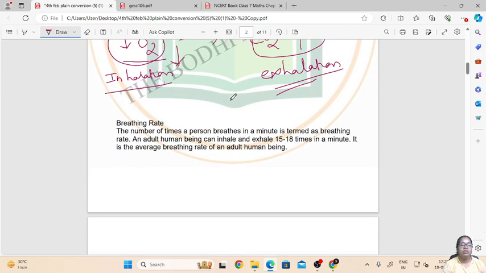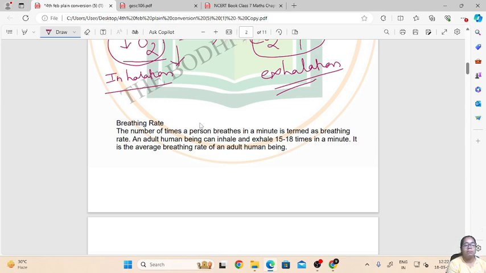So now let us know what is the rate of breathing. Now we know what breathing is. Breathing is inhaling oxygen and exhaling carbon dioxide. So how do we calculate how an individual breathes, the amount of air which is taken in and the amount of air which is given out? It is calculated by the breathing rate of the person.